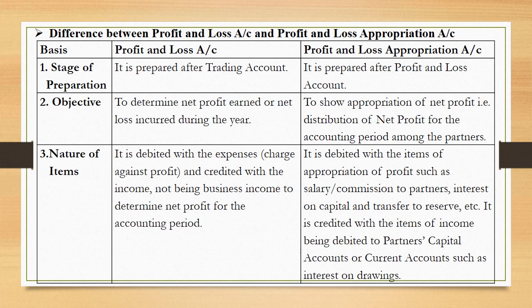Third, what is the nature of the items that are recorded in the profit and loss account? Basically, in the profit and loss account, we debit the expenses which are charged against profits and credit the income which is not the business income to determine the net profit of the accounting period. Whereas in the profit and loss appropriation account, we debit the amounts which are appropriation of profit, that is interest on capital, salary, commission to partners and transfer to reserve. And the only amount to be credited over here in the profit and loss appropriation account is interest on drawings.